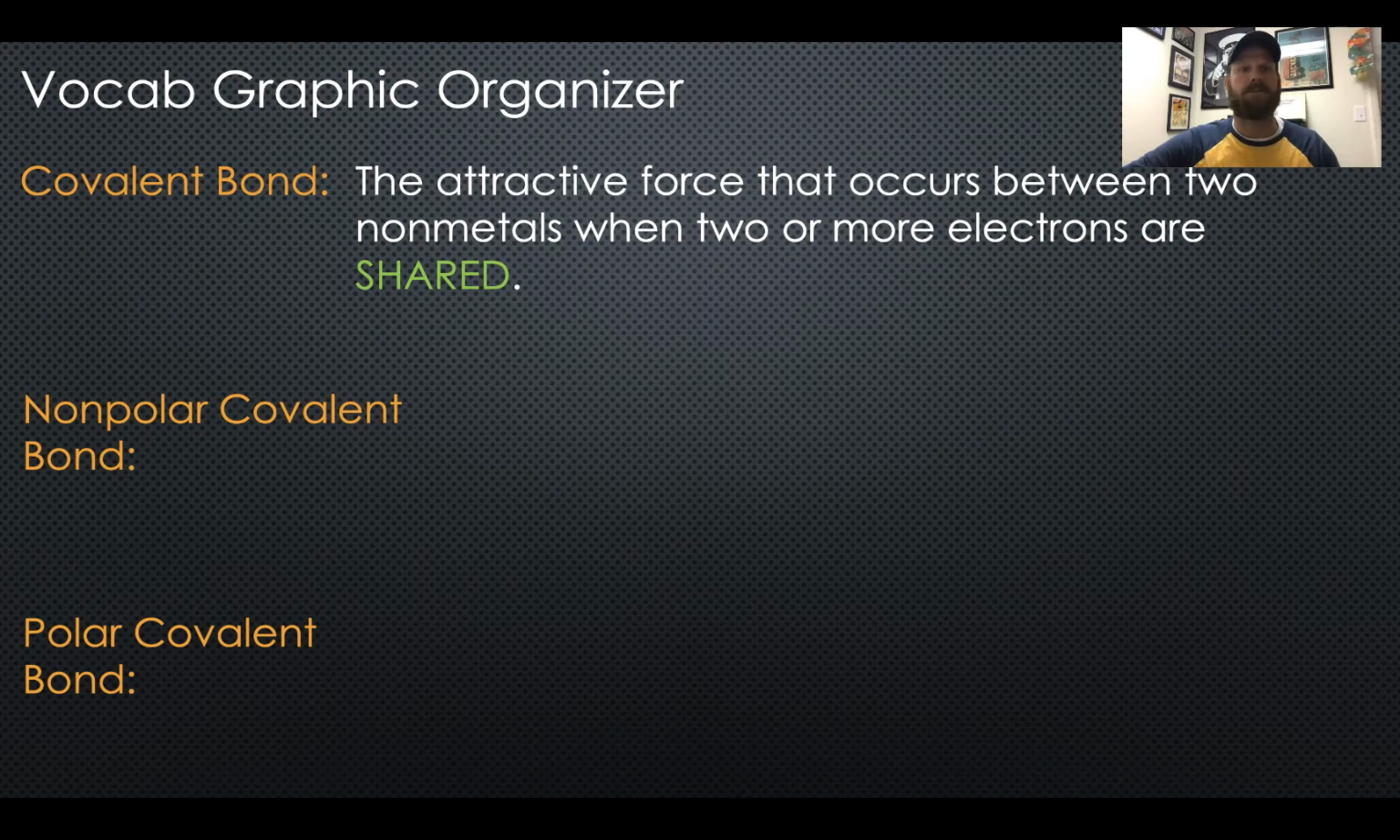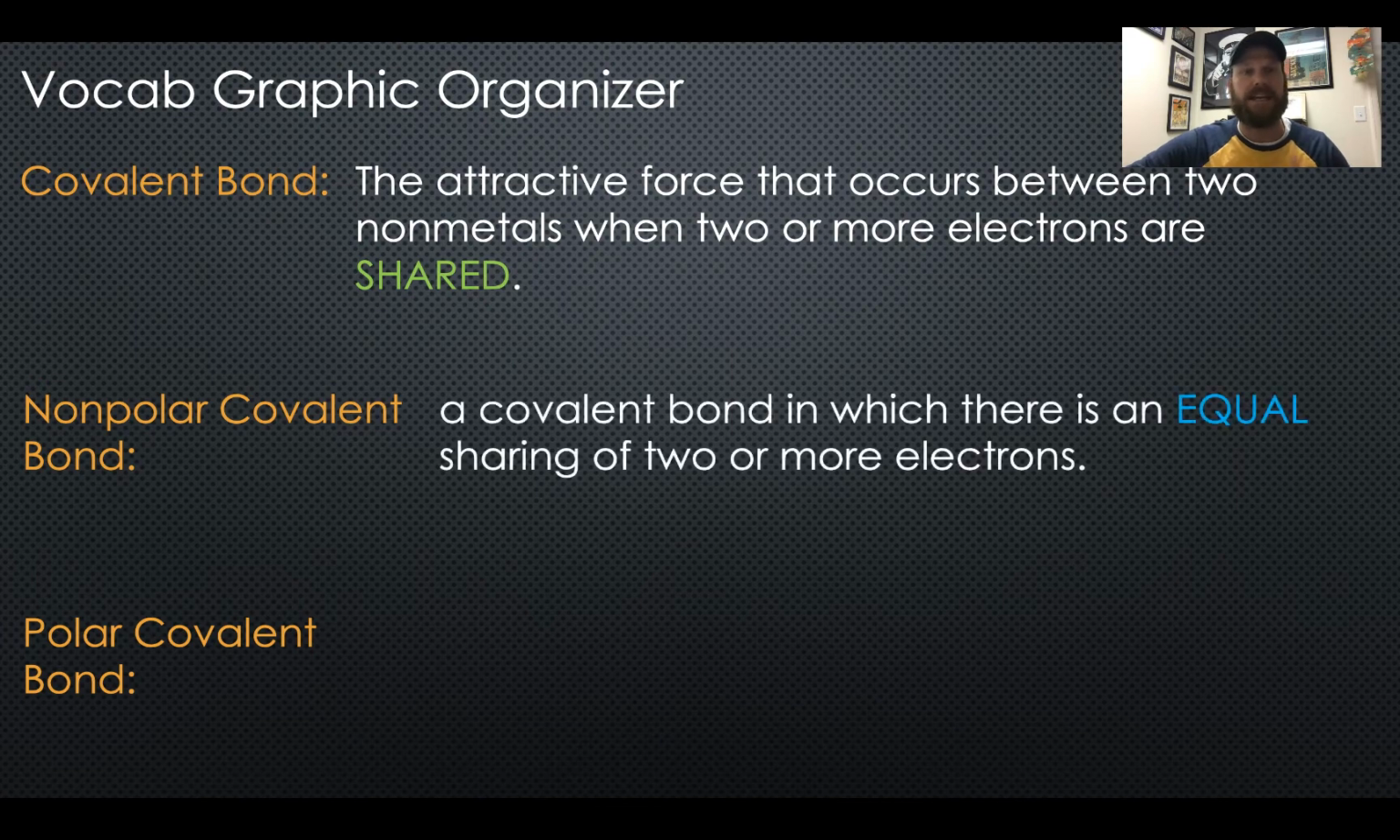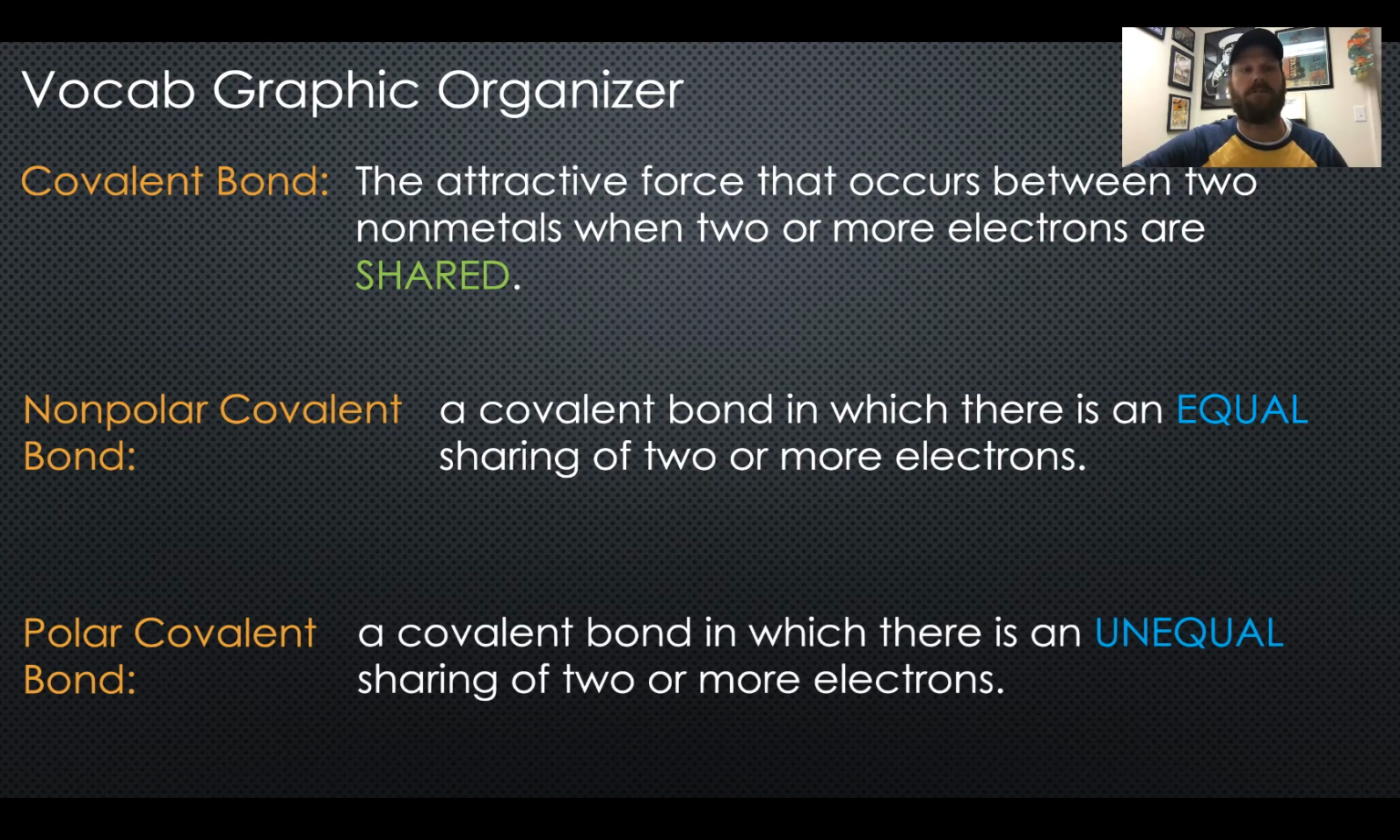There are two types of covalent bonds. Let's define them now and talk about them in more detail in a minute. A nonpolar covalent bond occurs when the two nonmetals share valence electrons equally. A polar covalent bond forms when the valence electrons are not equally shared between the two nonmetals.